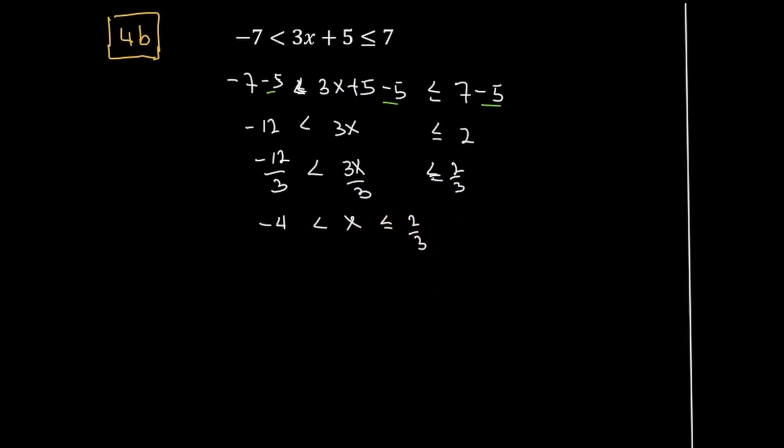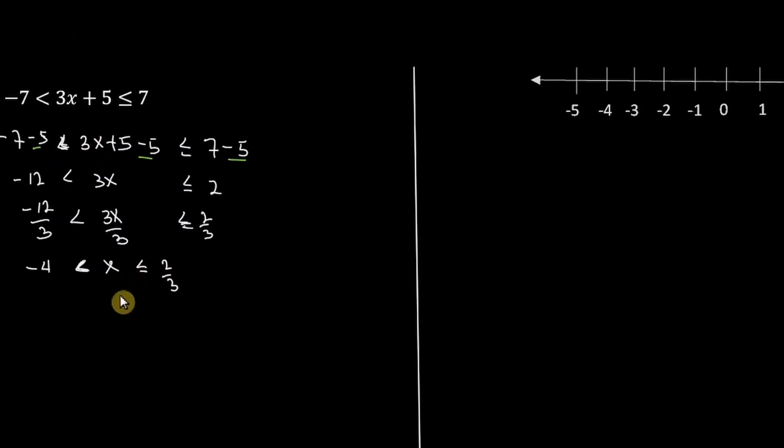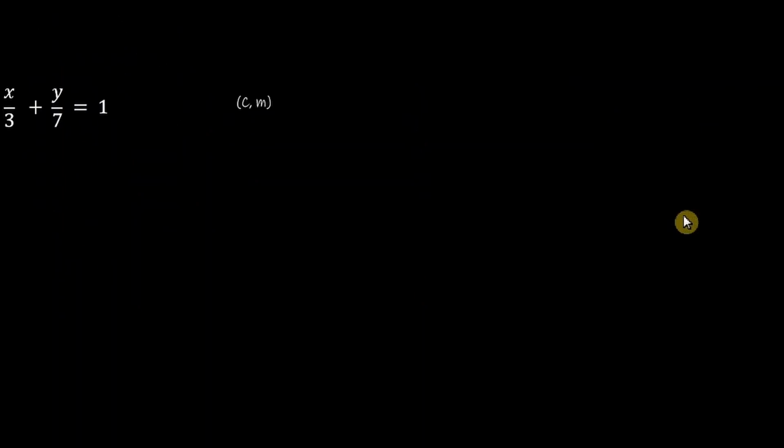So we can represent this on our number line. This is telling us that x is ranging between -4 and 2 over 3, but it doesn't quite get down to -4, so we'll put a circle or a hole at -4, and the range will be all the way up to 2 over 3, which would be somewhere around here. So this is our range of values for x, all the way up to 2 over 3, not quite getting down to -4. So we have a hole at this point. Let us move on to the next part of this question, 4c.